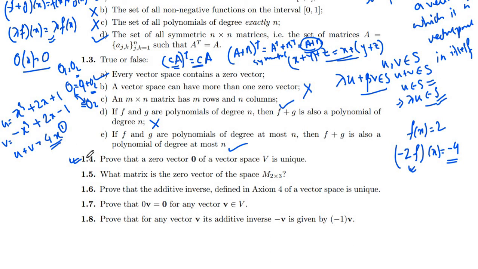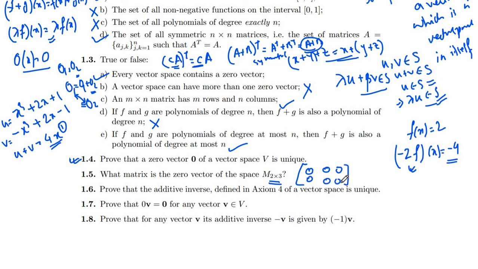What matrix is the zero vector of the space M2 by 3? We just answered it recently, right? It would be the zero matrix, because if you add a zero matrix to any matrix of this particular order, and the zero matrix should also be of 2 by 3 order only, basically two rows and 3 columns. So 0, 0, 0, 0, 0, 0. Okay.